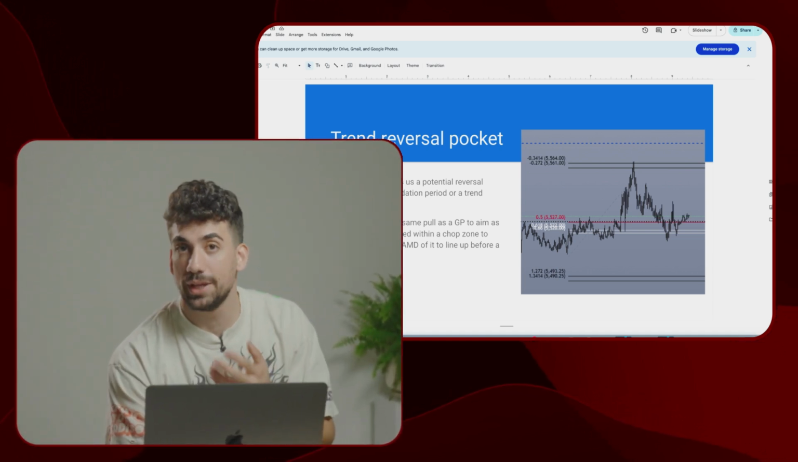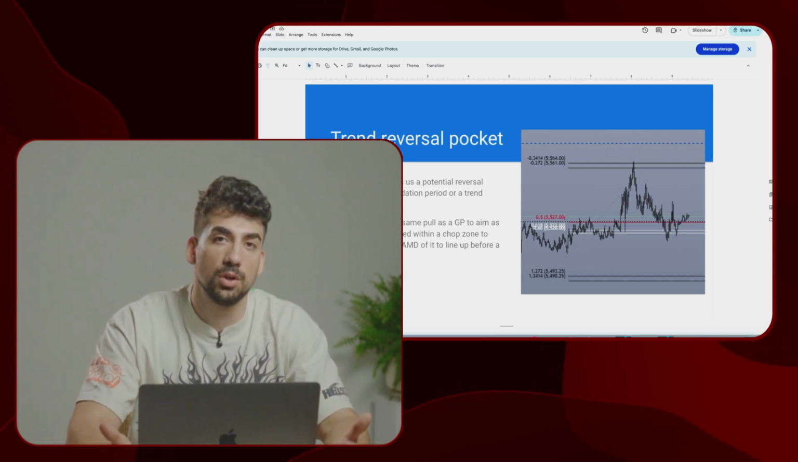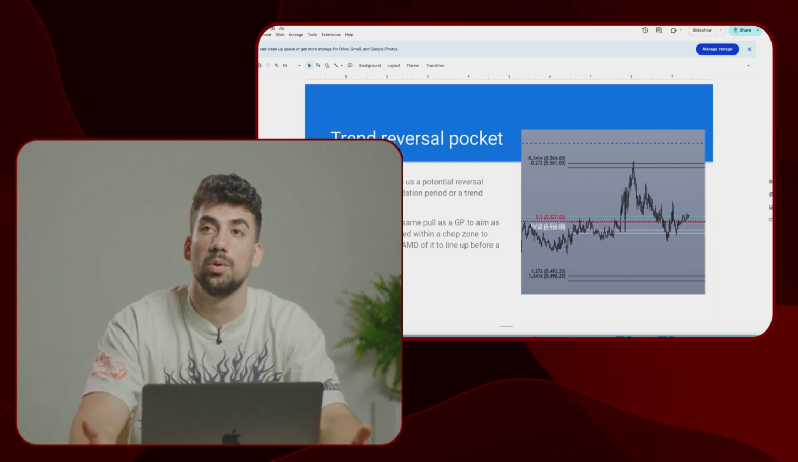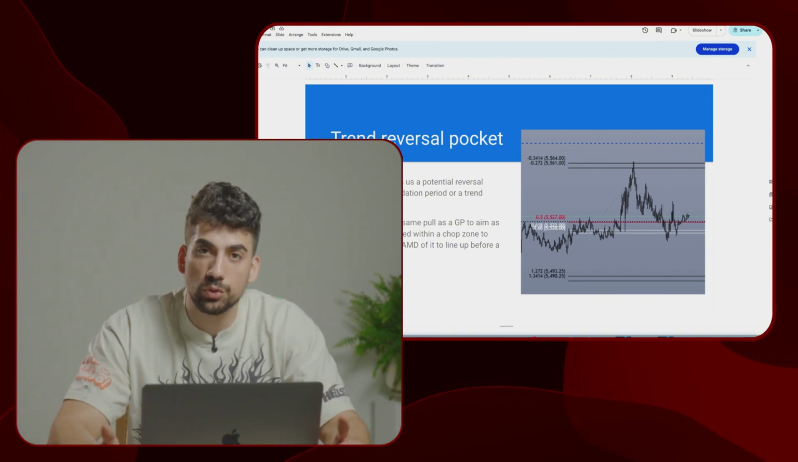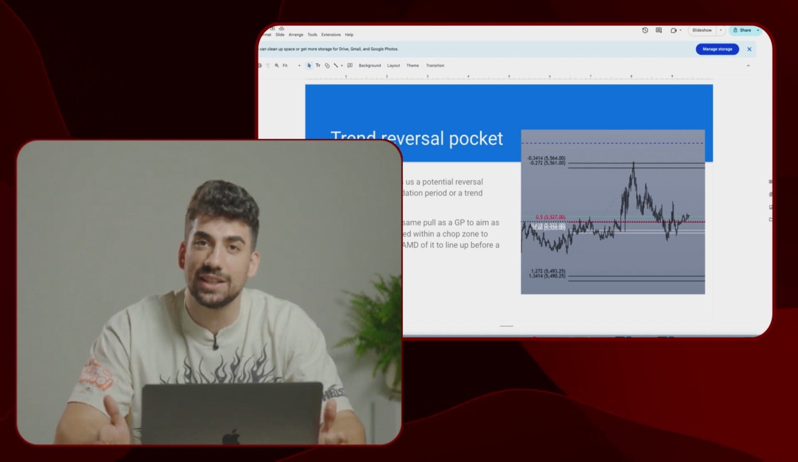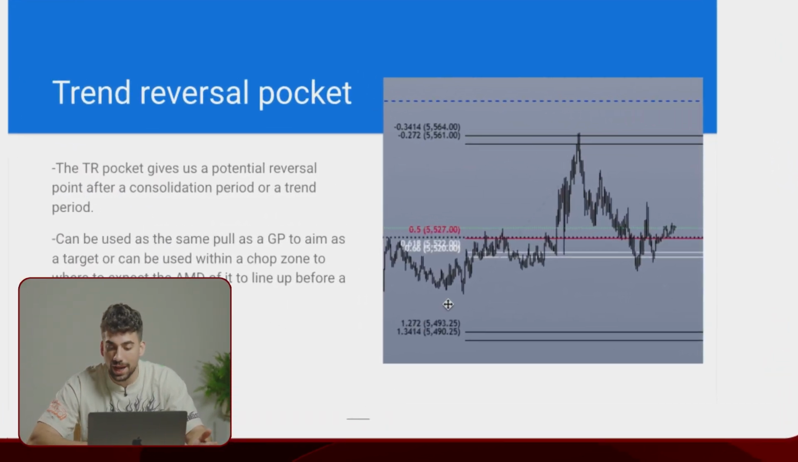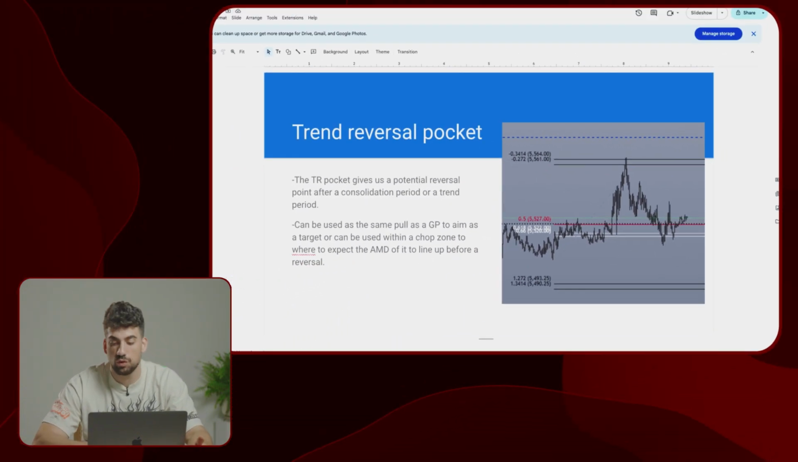If I'm looking at a choppy area, I'm not going to be using the golden pocket. I can use the TR pocket in combination with accumulation, manipulation, distribution setups to see where price is more than likely to manipulate, then reverse and continue in the opposite direction. While if I use the golden pocket entry, I can use my TR pocket as a target for the golden pocket long or short. As you can see from this example right here, we had a period of pre-market accumulation and we fibbed it out, and it shows the TR pocket gives us the high at 5561 to 5564.